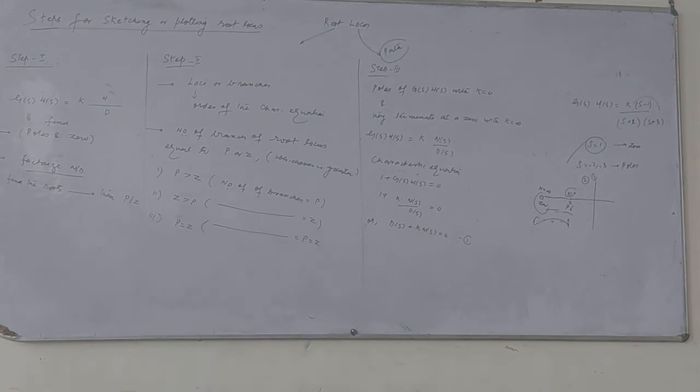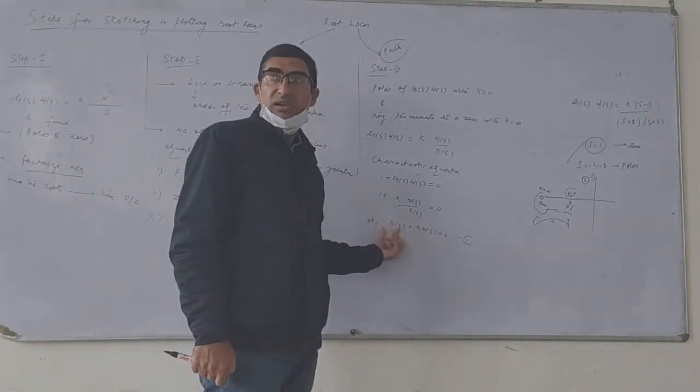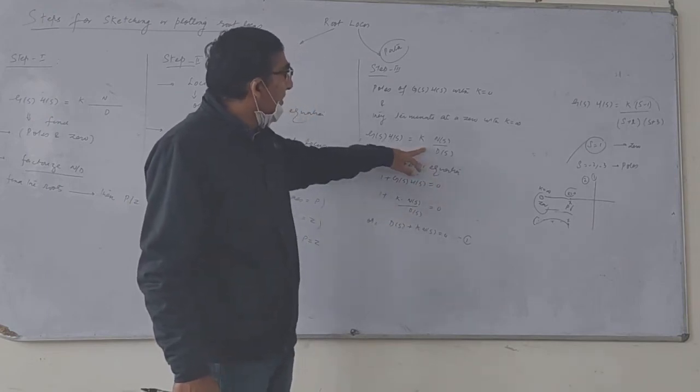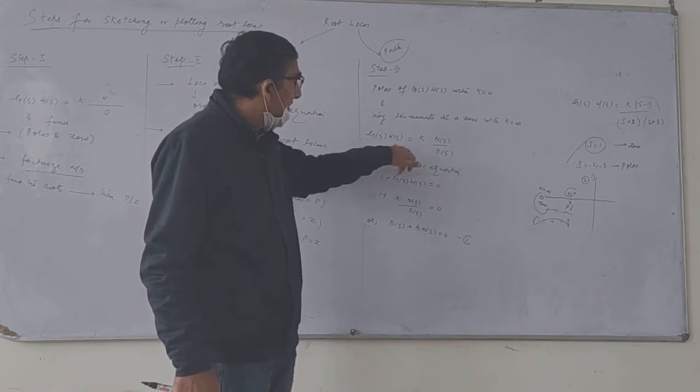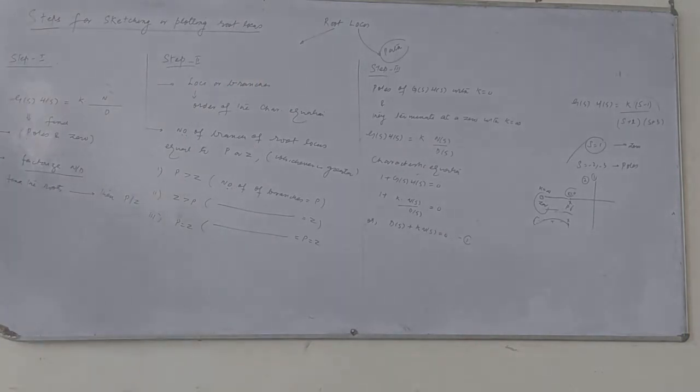Now number two: if I am going to take k equal to infinity, then d of s can be neglected because k n of s is a very large value as compared to it. So here this value is infinite. In that case, the roots will be nothing but the zeros of the open loop transfer function. So these are the two cases we have. Normally there will be a large number of poles present in an open loop transfer function as compared to zeros. I hope this is clear.